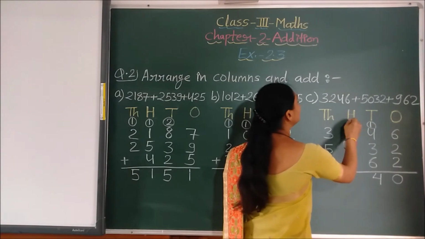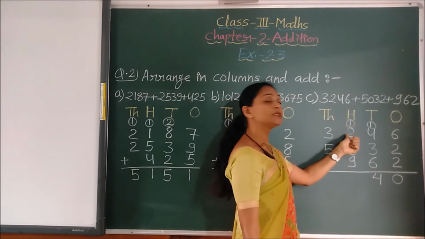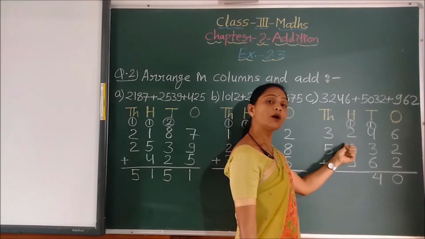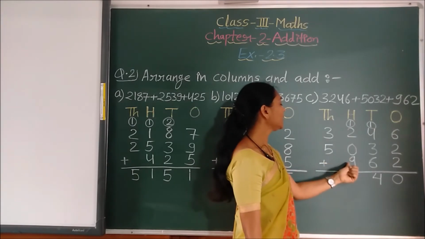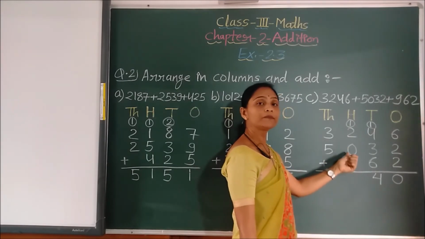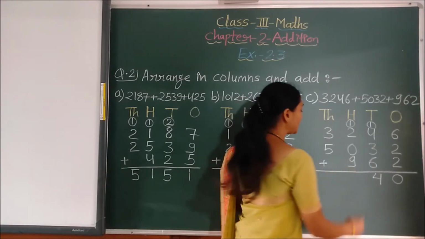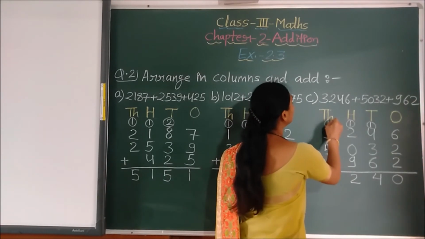Again we got up. Now 1 plus 2, 3, and 3 plus 0, 3 only. And then again 3 plus 9. Now we have to add this 9 and 3. So 3 plus 9 how much? 12. So we got here 2 and 1 carry over up.